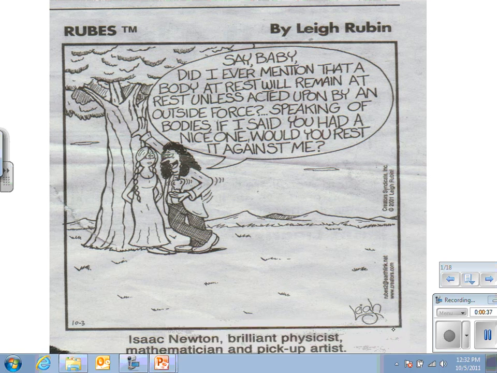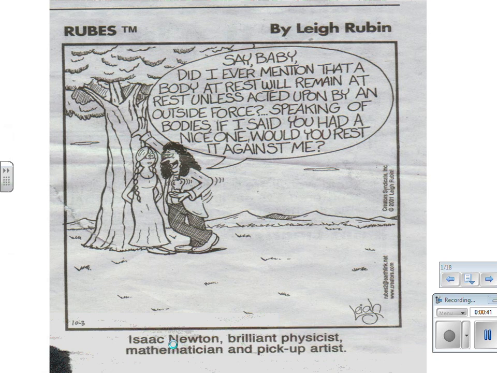Before we do that, we need to start off with a little bit of science humor. Science humor for you. This is Sir Isaac Newton, who was a brilliant physicist, brilliant mathematician, and an amazing pickup artist. Notice his smooth lines here he used on the ladies.